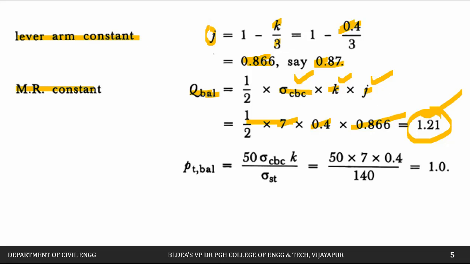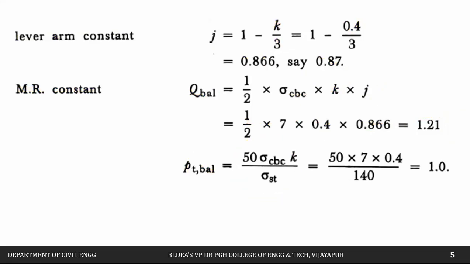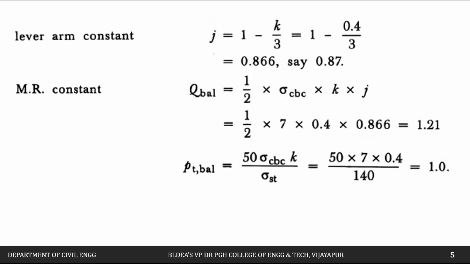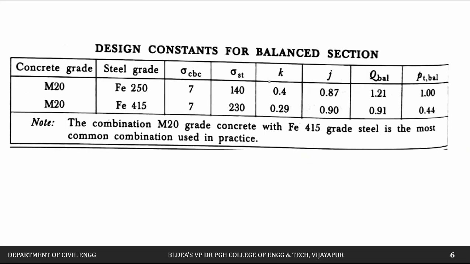Then next we can calculate this pt balanced, that is the percentage of steel for a balanced section. This formula also we have already seen. So everything is known to us: sigma CBC is known to us, k is known to us, sigma ST is known to us. If you substitute here, we will get the answer as 1. In this way we can calculate these design constants. So these are some design constants for a balanced section. Just now we have solved a problem, that is M20 grade and mild steel.